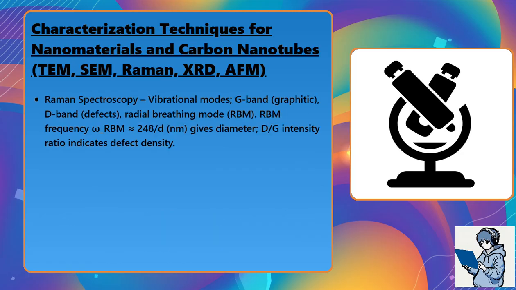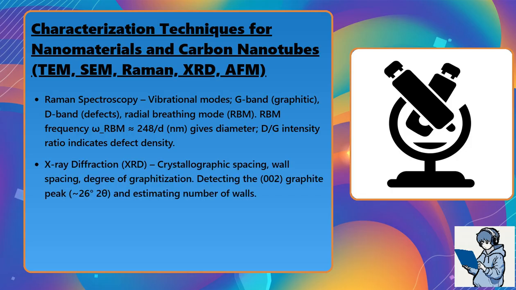Raman spectroscopy, vibrational modes. G-band graphitic, D-band defects, radial breathing mode, RBM frequency, omega RBM approximately 248 divided by D nanometers gives diameter. D/G intensity ratio indicates defect density. X-ray diffraction, XRD: crystallographic spacing, wall spacing, degree of graphitization. Detecting the 002 graphite peak approximately 26 degrees 2 theta and estimating number of walls.